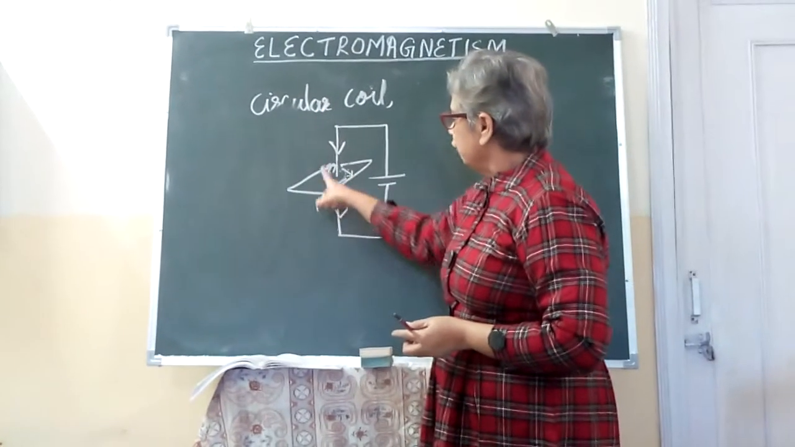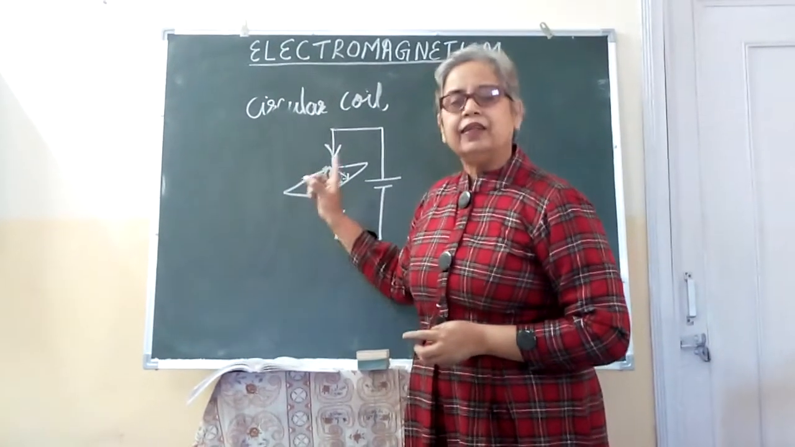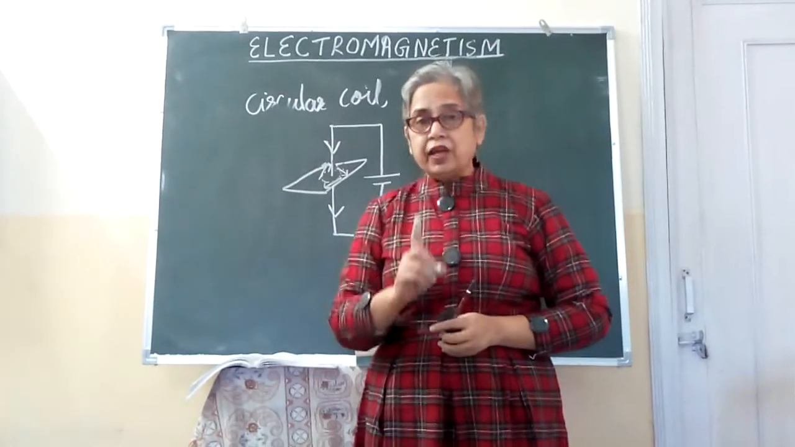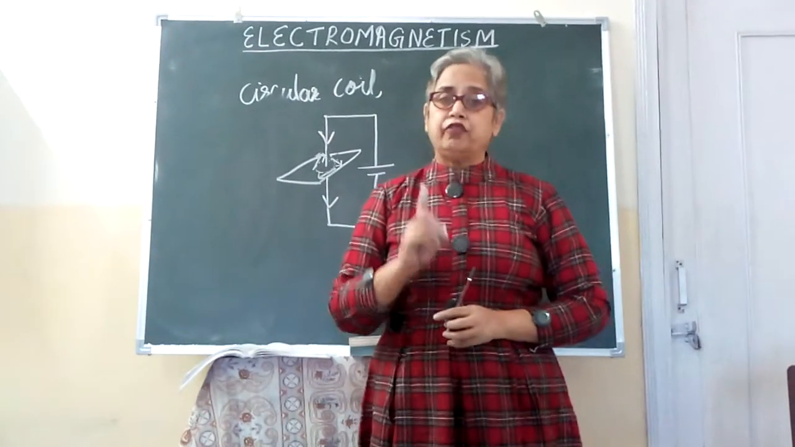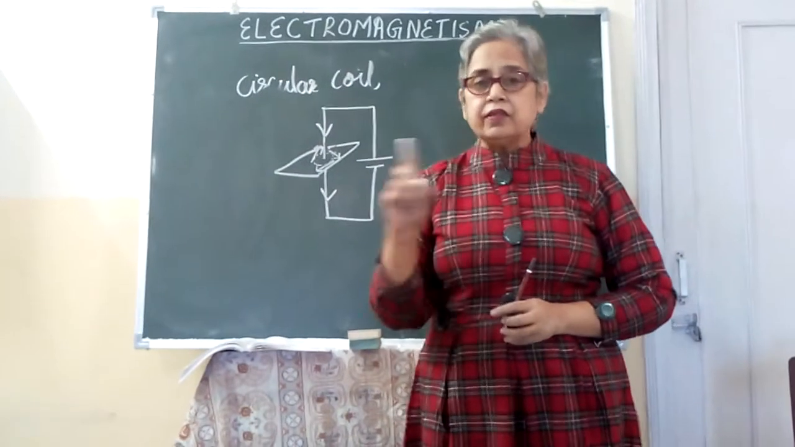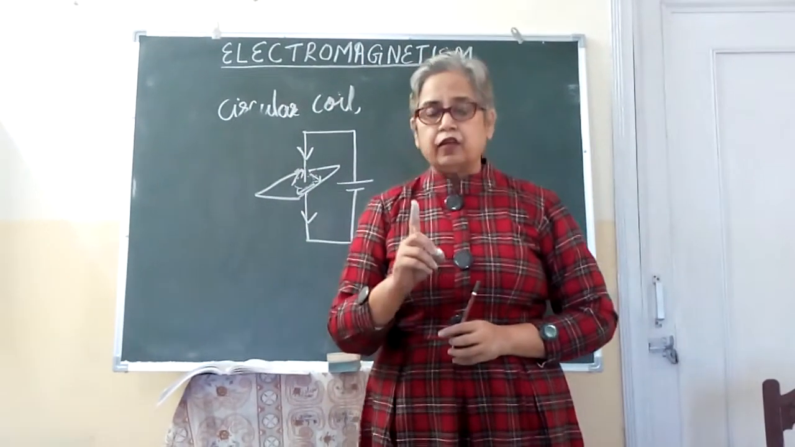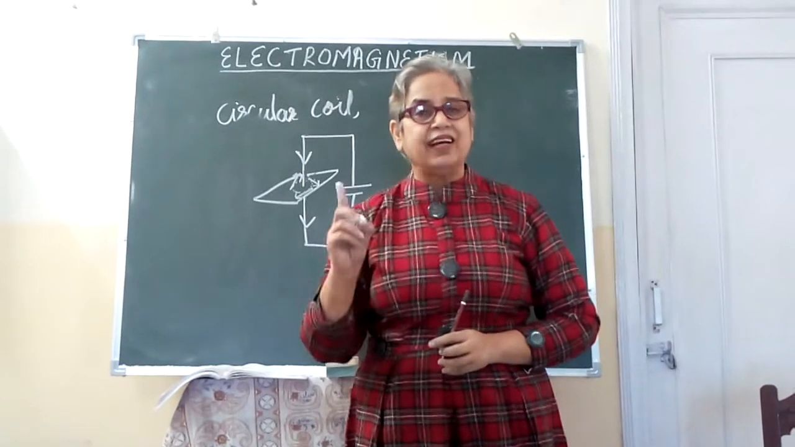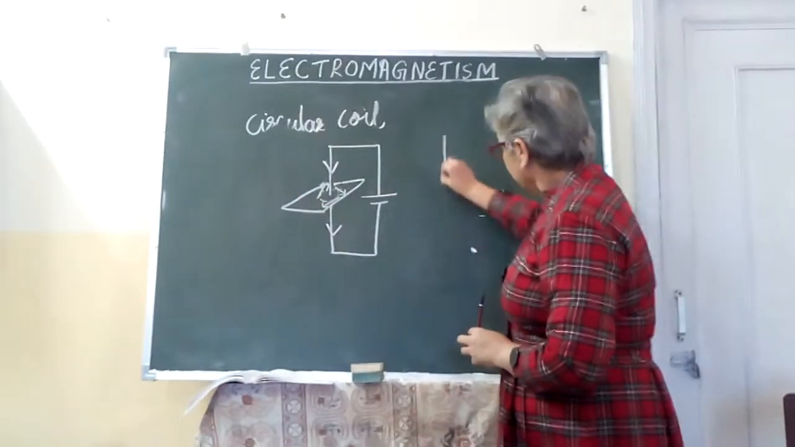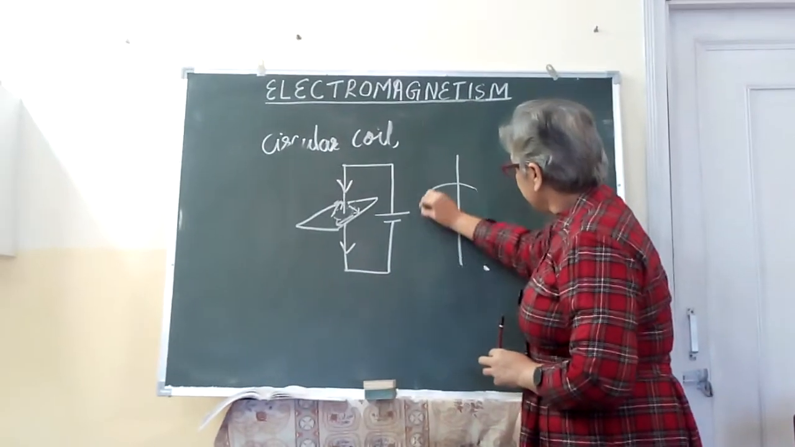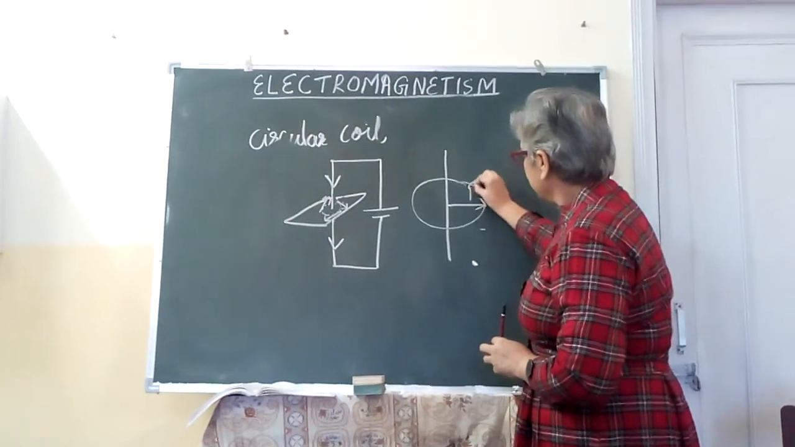So if you keep a magnetic compass anywhere, it will show like this. You see, the magnetic field lines are shown in the form of concentric rings. So a straight current carrying conductor is having a magnetic field, but it doesn't have polarity, it doesn't have two poles. Its magnetic field is in the form of concentric circles of different radius.